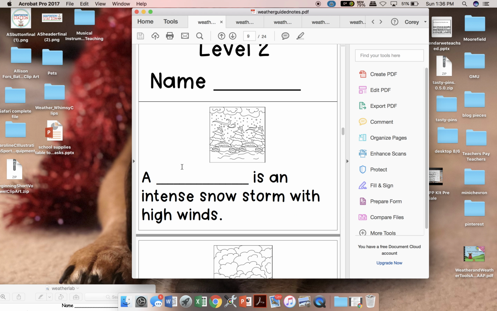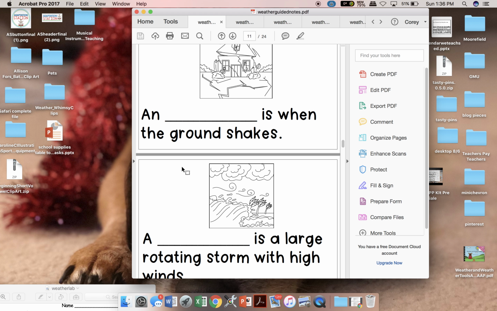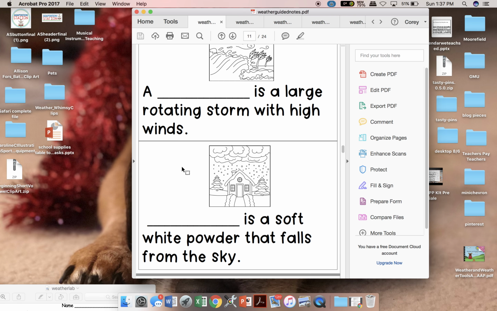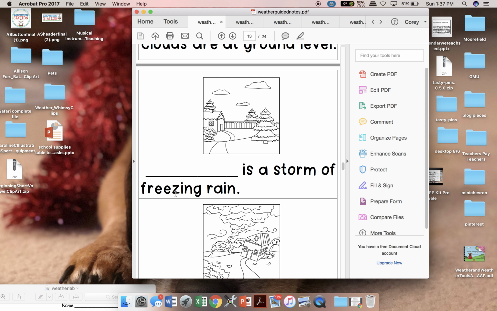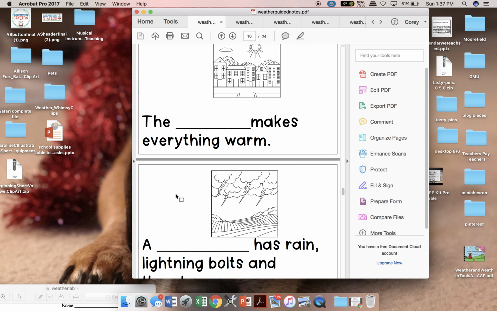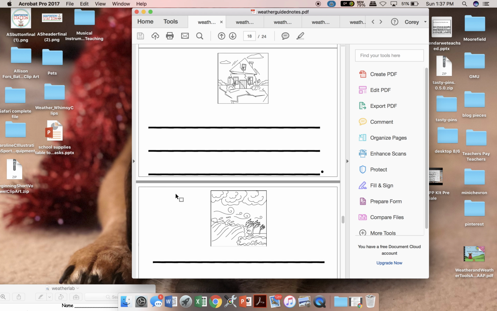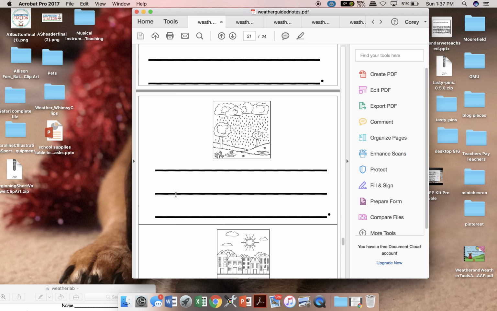Level 2 allows them to fill in this word. This is great for your beginner writers. So maybe they can't write the entire definition, but they could fill in snow on this line. Allows them to take notes at a level that is appropriate for them. And then level 3 is for your students who can write the entire definition on their own.